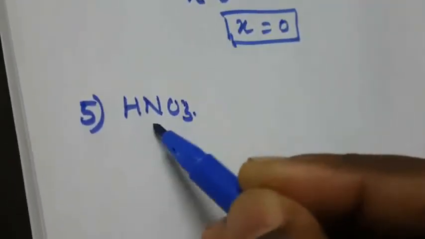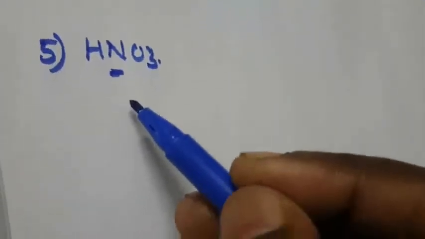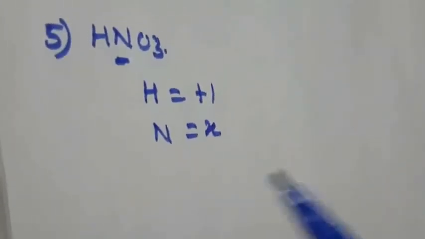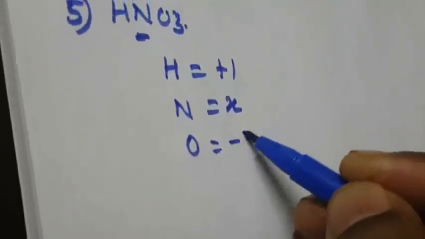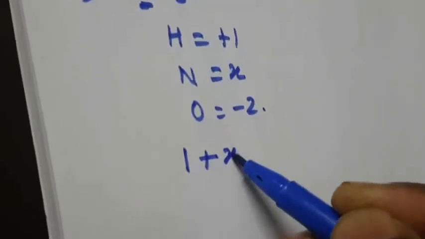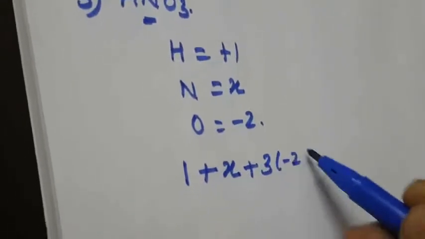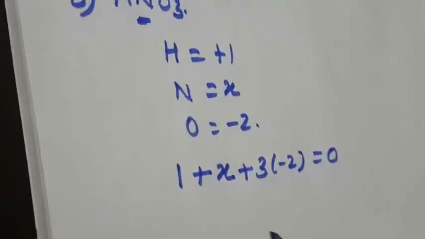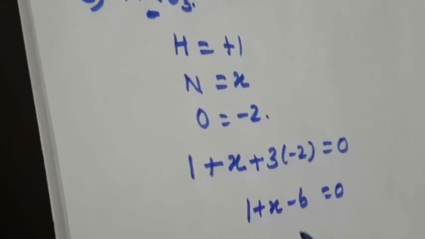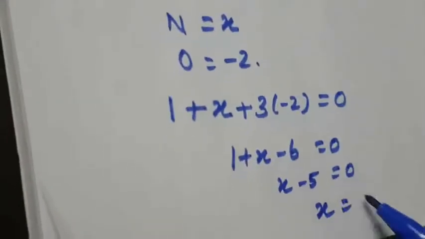Okay, so you have to find out the nitrogen. So how to calculate nitrogen? Hydrogen is always plus 1. Nitrogen is assumed to be X. Oxygen is minus 2. Now you substitute all those values. 1 plus nitrogen is X plus oxygen. How much oxygen? That is 3 into minus 2, equal to 0. Here no charge is there. So that is 1 plus X minus 6 equal to 0. X minus 5 equal to 0. What is the answer? X is equal to plus 5.